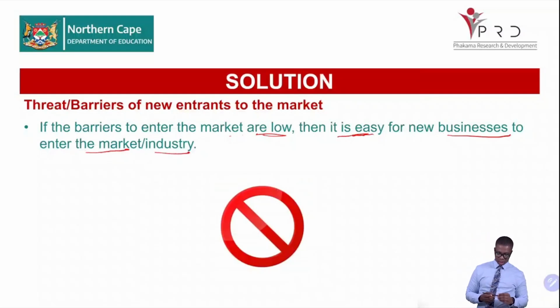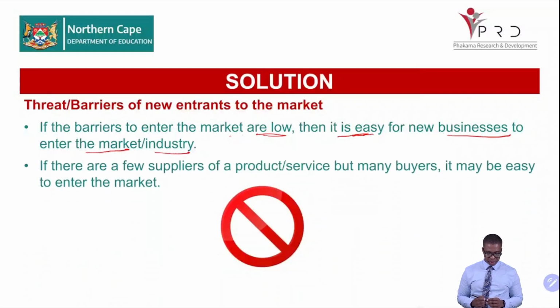Now, let's proceed. And then we say, in that regard, the business of selling fat cakes has lower barriers, meaning it is easy for new business to enter the market. But the business of offering a banking service has what? Has higher what? Barriers, because it is difficult to start a bank. That is the understanding you should have.